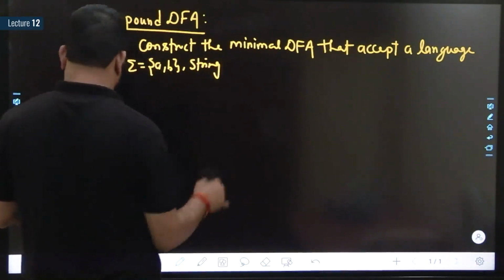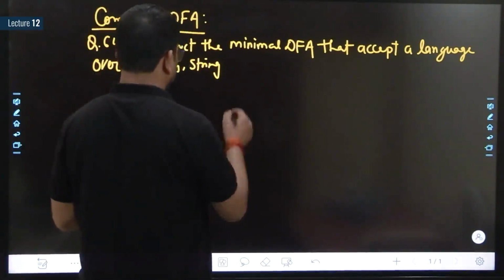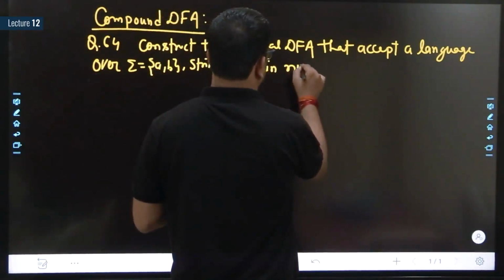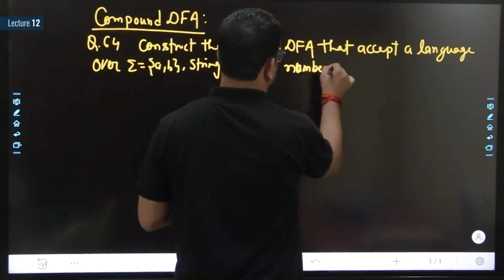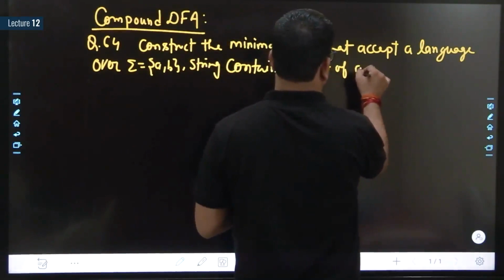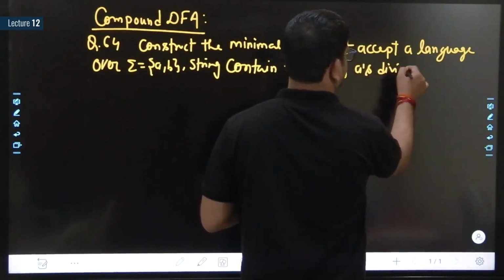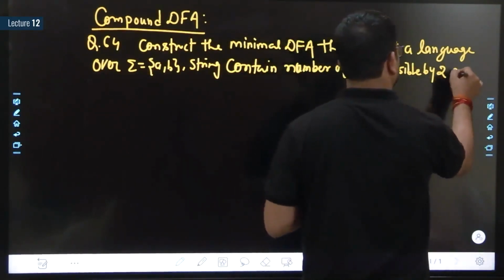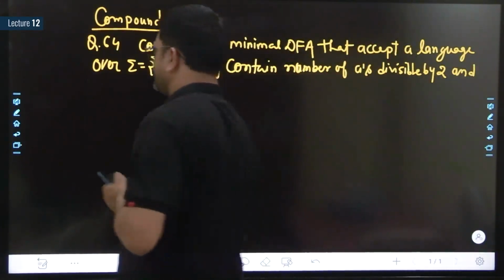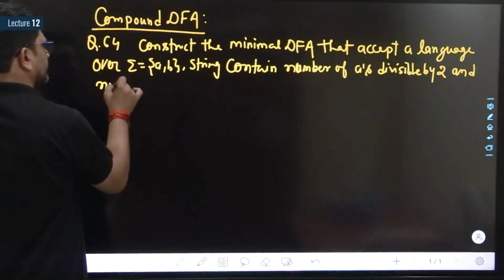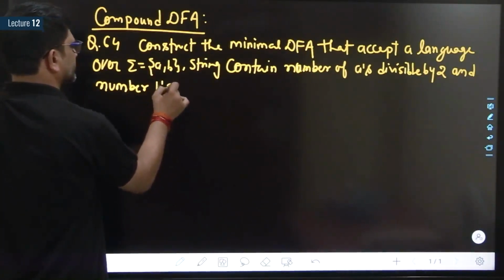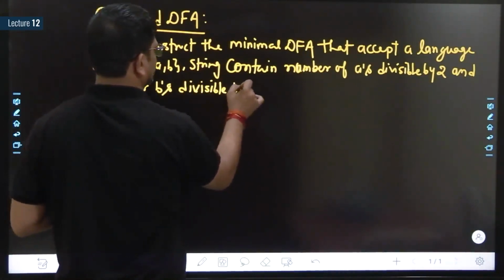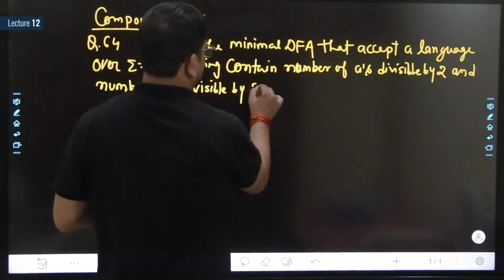Each string contains number of A's divisible by 2 and number of B's divisible by 2. Clear?